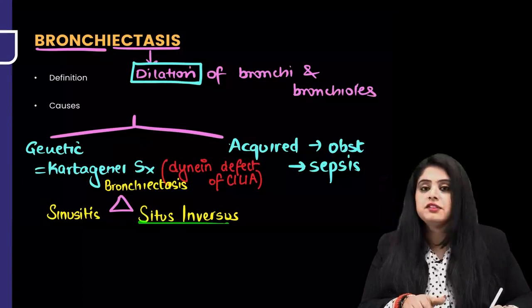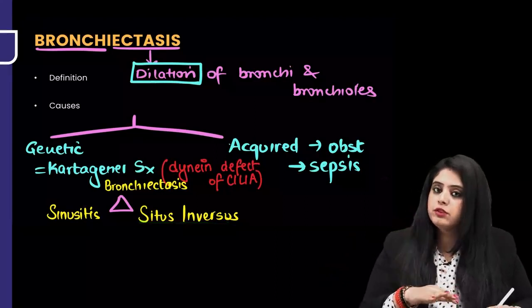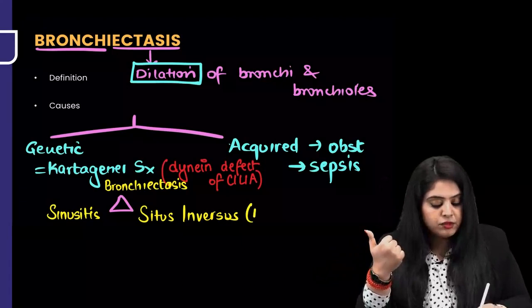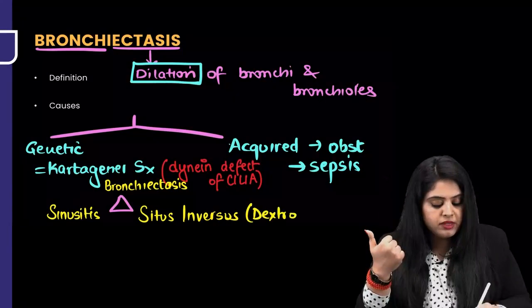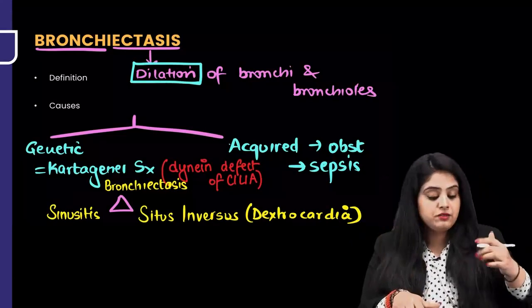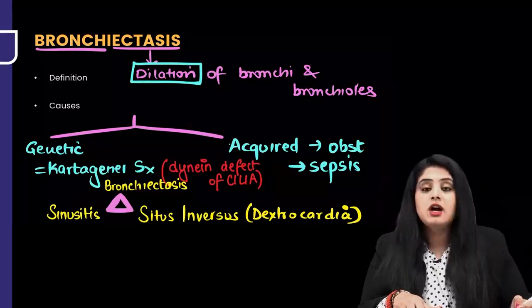What is situs inversus? Left becomes right, right becomes left. Things which are supposed to be on the right, invert. Now it will be on the left. Things which are supposed to be on the left, they are going to be on the right. Example, the heart is supposed to be on the left, but now it's going to be deviated towards the right. So dextrocardia. So left, right, right, left problem, that is going to be situs inversus. So this is the beautiful, cute little triad that we made for Kartagener syndrome.